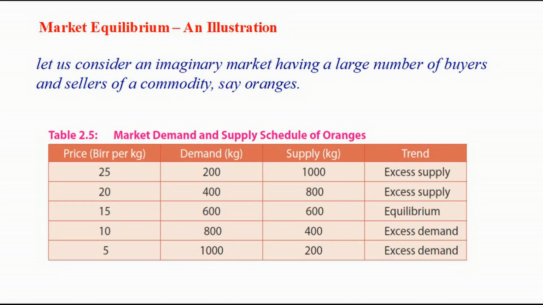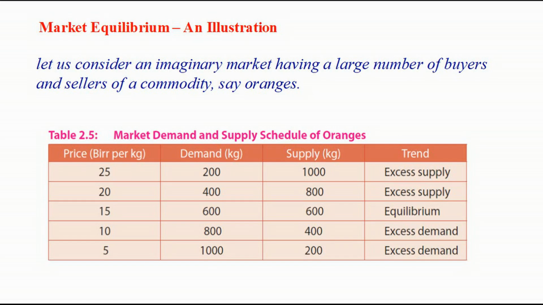When the price is 25, the market demand is 20 and the market supply is 1000. You can easily observe that there is excess supply. The higher the price, the higher the supply by the producer side. It creates excess supply. When the price becomes very high, buyers or consumers demand less. That's why we have less demand in the market at 25 birr.